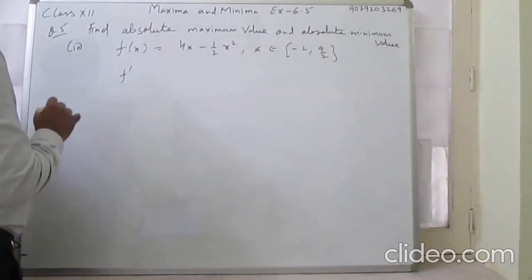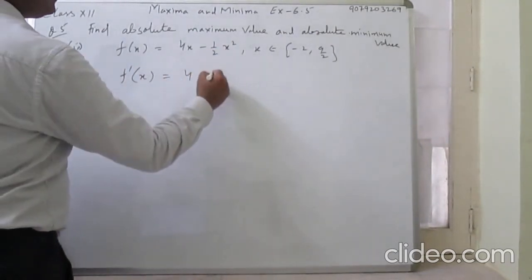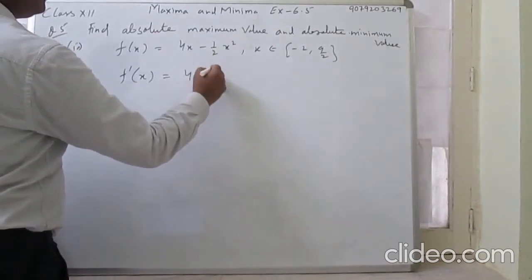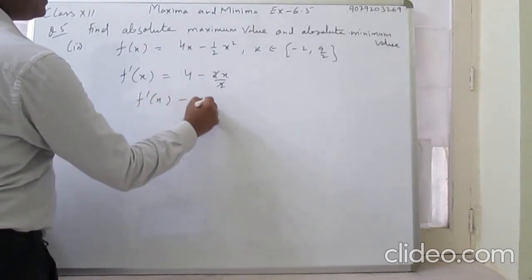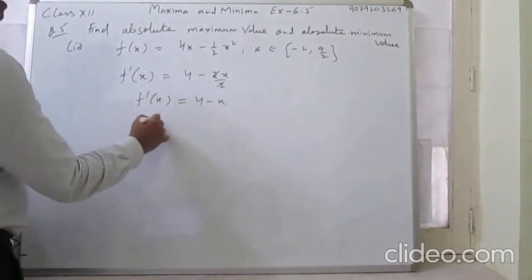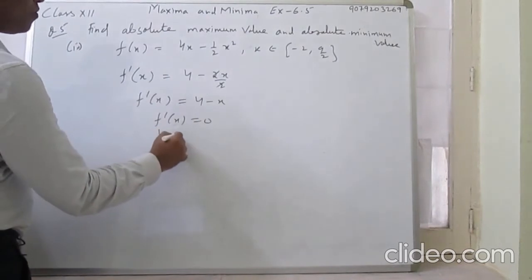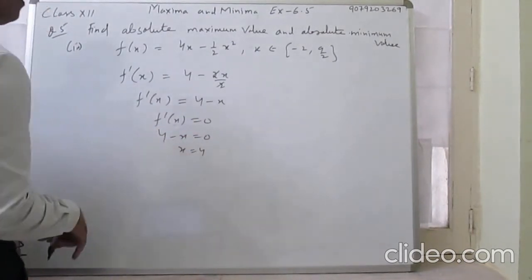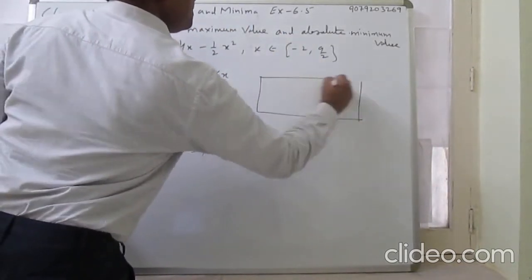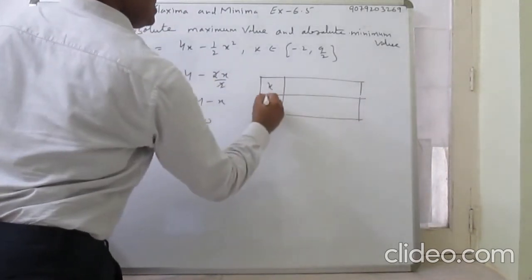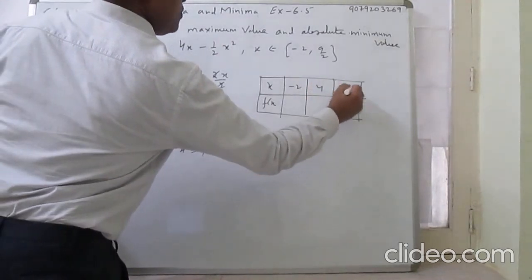So first we find the critical points, taking f dash x. f dash x is 4 minus 2x upon 2, it is 4 minus x. For finding critical points, make f dash x equal to 0. 4 minus x is equal to 0, so x is equal to 4. It lies between minus 2 and 9 by 2. So the points are x, f(x): minus 2, 4 and 9 by 2.